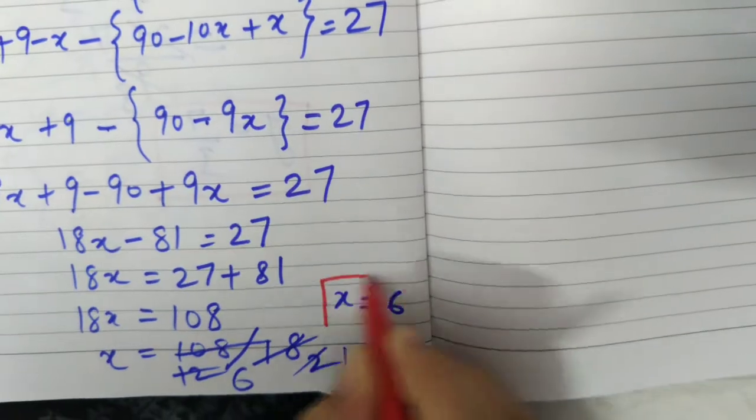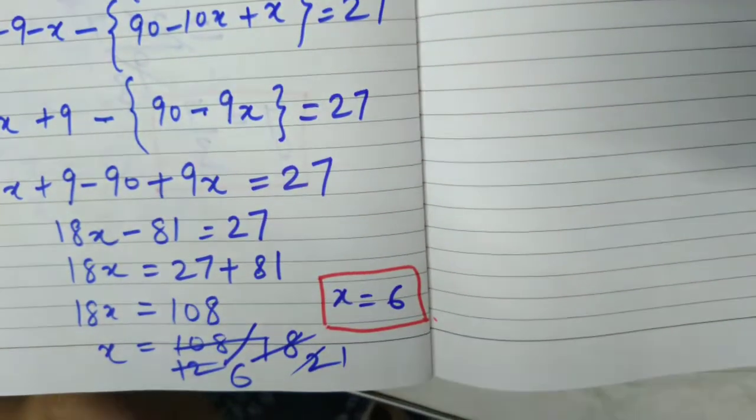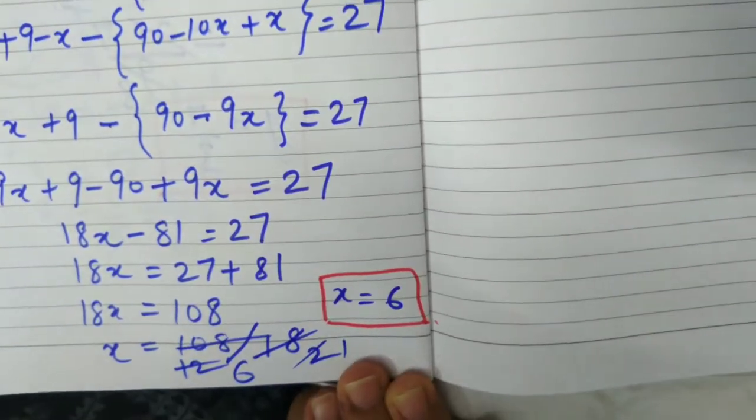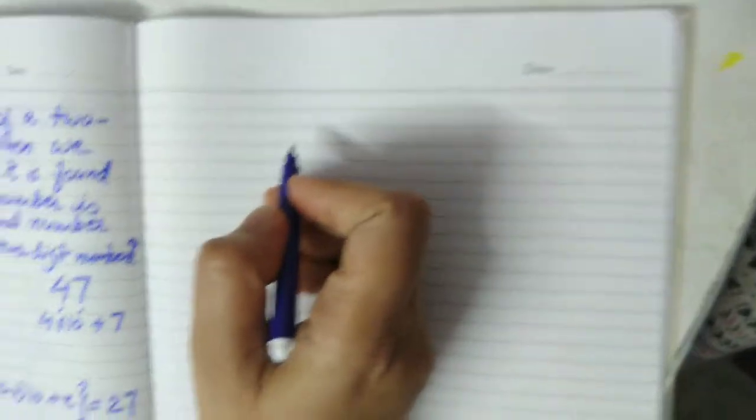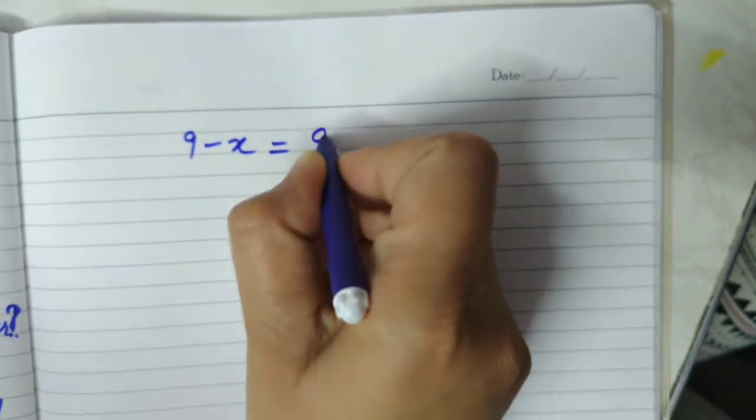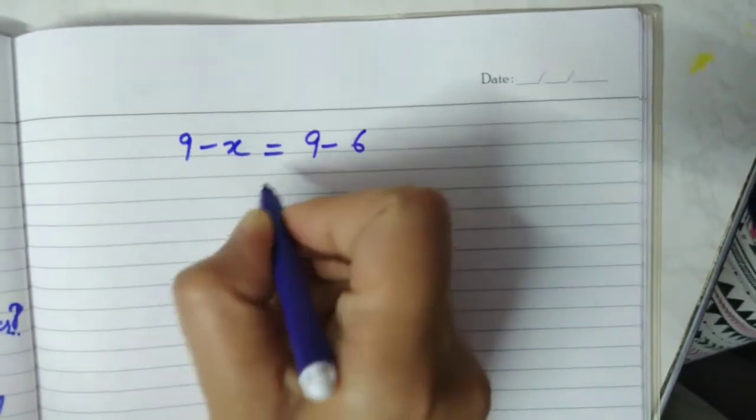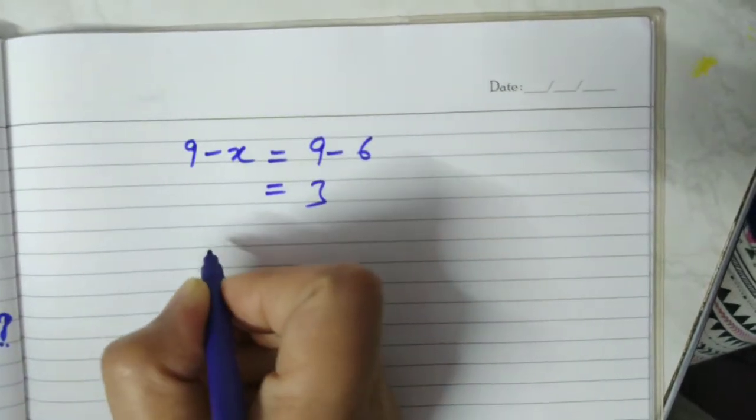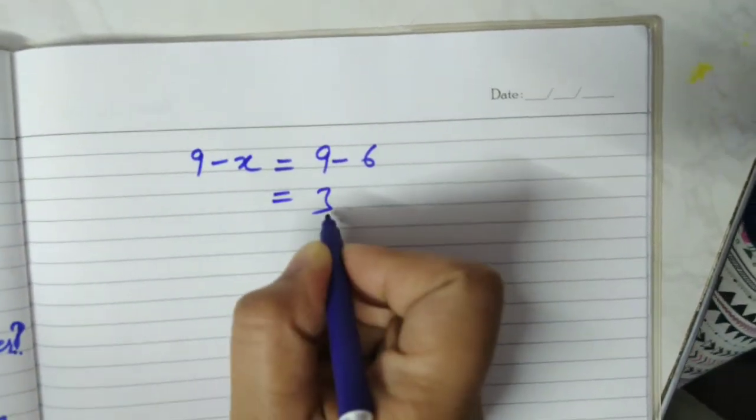This is not the solution. What we want is the two-digit number. So we'll not stop here. We'll go further. x is equal to 6, so the other number will be 9 minus x. So that will be 9 minus 6. So it will be 3. So my one number is 6 and the other number is 3.